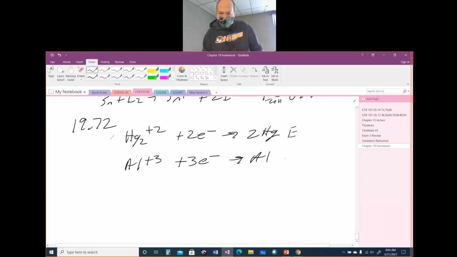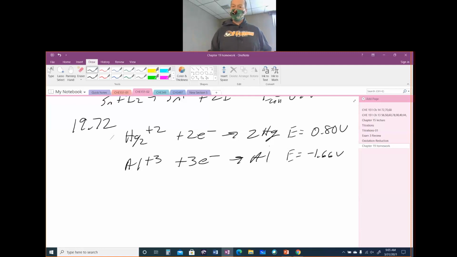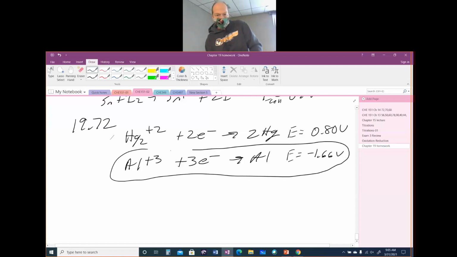In order to know which one of these needs to be reversed, you have to find your E values. When you look up your aluminum, it is negative 1.66 volts. And when you look up your mercury, it is 0.80 volts. If you reversed your mercury, you would have two negative numbers and you add that up and you get a larger negative number, and that would not be spontaneous. So it should be very obvious that you have to reverse the E value that is negative in order to make that positive and give you a cell reaction that is spontaneous.